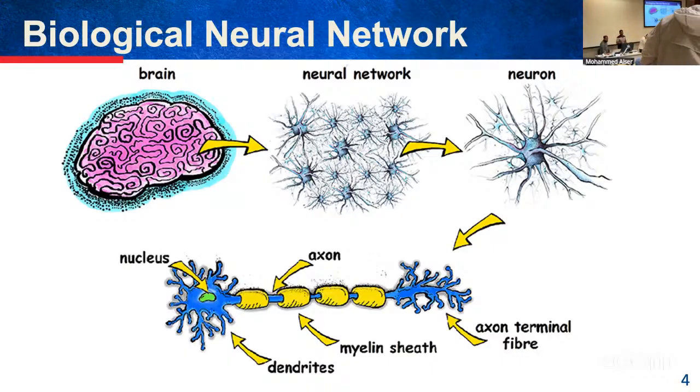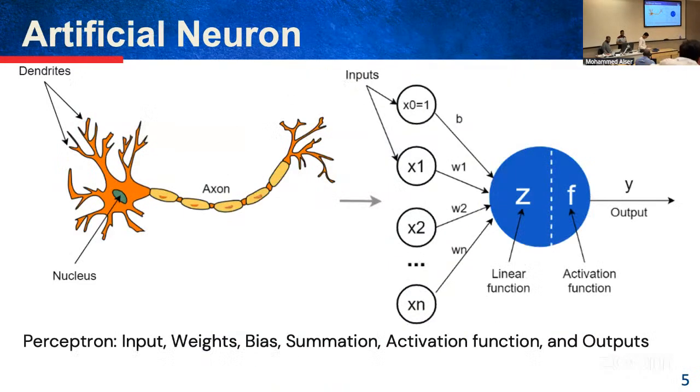Based on the Google search, it is 86 billion. So we also know that this is a single neuron. Based on this idea, the unit of the neural network is formed. This is called a perceptron.